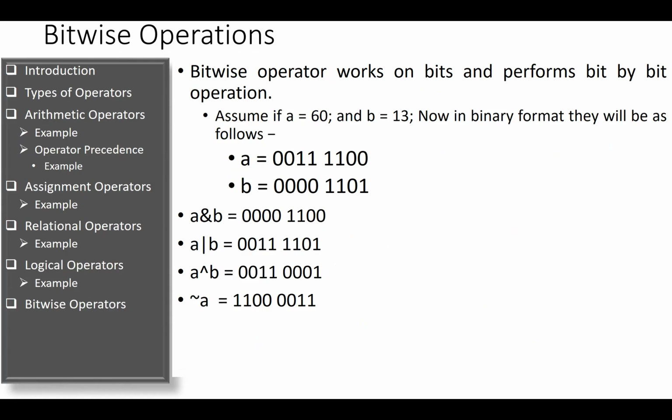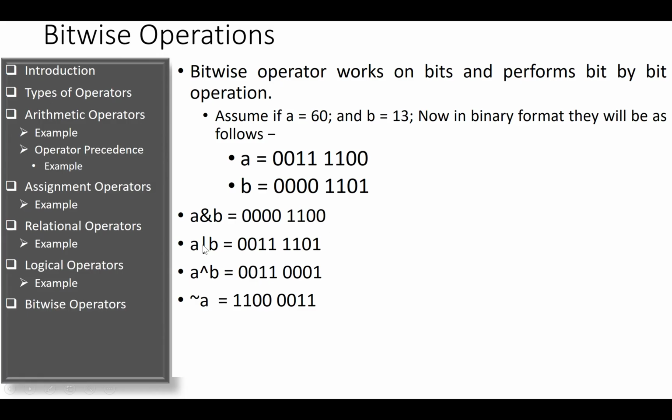Bitwise operators: bitwise AND, bitwise OR, bitwise XOR, and NOT. What is bitwise AND? If both values are true, then it will return 1. Otherwise, it will return 0. If you observe here, for A and B both values are 1 in this case. That's why you get 1, and in the remaining cases you get 0.